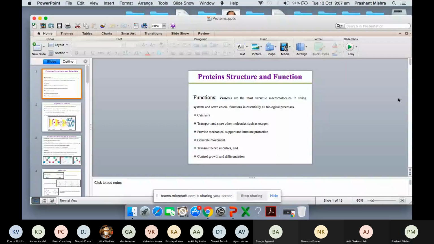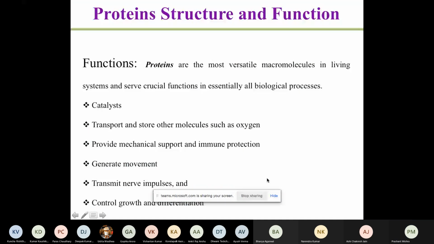So can you see the shared screen? Is it visible? Yes, sir.